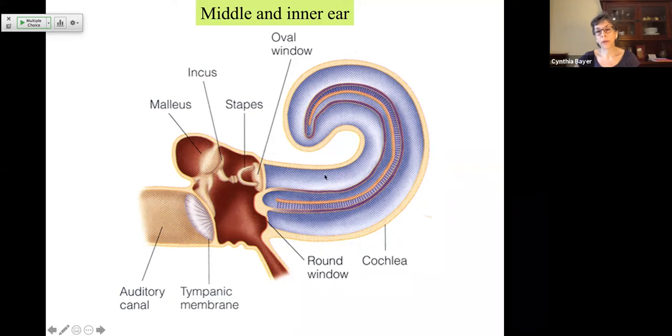The pressure waves extend throughout this fluid, which we call the perilymph fluid, and keep flowing and flowing, and then dissipate through the round window. So we're going to focus on our cochlea. What we're going to do on the next slide is uncoil the cochlea. Right? It comes from a conch shell. It looks like a conch shell.